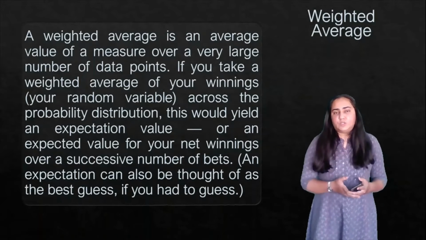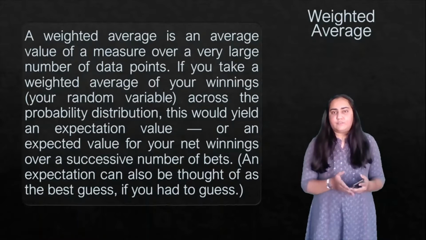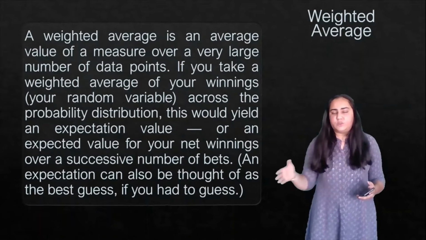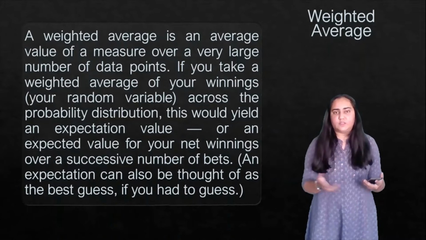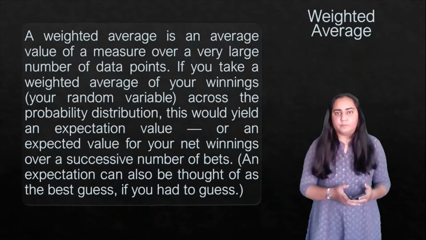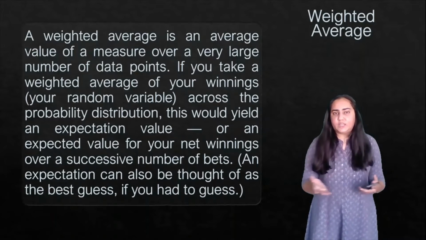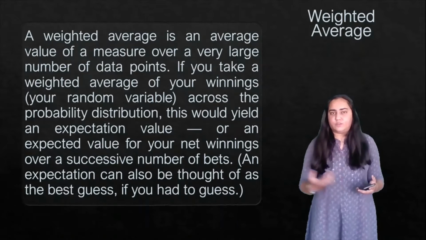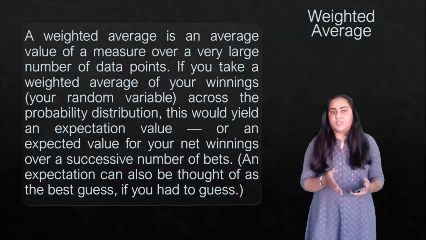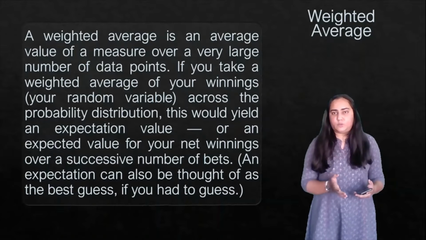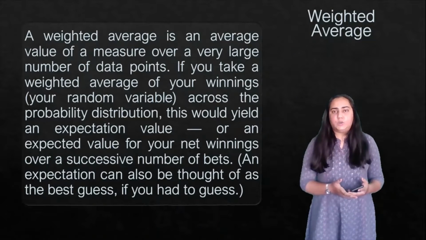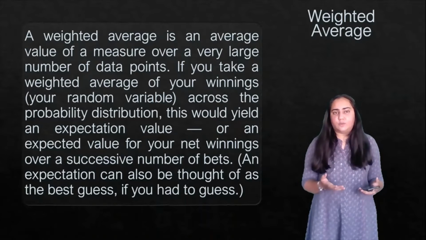So the weighted average in general is the average value of a measure over a large number of data points, which means you're going to try to rotate this roulette wheel and see what is your weighted average. So if you take a weighted average of your winnings, that means how many times you won out of all those number of times you played across a probability distribution, then you would get an expected value, because now you have so many experimentation results. When you have so many results, you're able to make a better guess about how that actually works out.